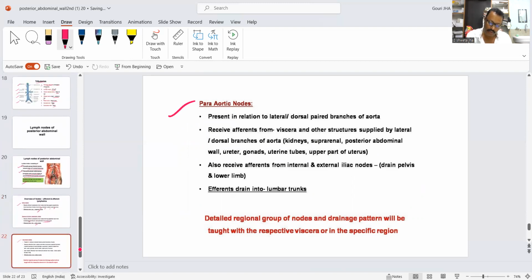Now the para-aortic nodes are present in relation to the lateral or dorsal branches of the aorta. They receive afferents from the viscera and other structures supplied by the lateral and dorsal branches, namely the kidney, the suprarenal, the posterior abdominal wall, ureter, gonad, uterine tube, and upper part of the uterus, and also receive afferents from the internal and external iliac lymph nodes, pelvis, and the lower limb. The efferents will drain into the lumbar trunk.